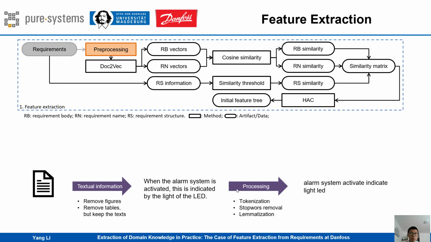Firstly, we just focus on the textual information, so we extracted all text and removed the figures and tables, but if some tables also contain textual information, we extract this text from the tables. We use a sentence here as an example to show what the result looks like after preprocessing.